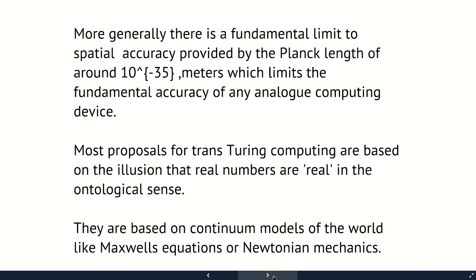More generally, there's a fundamental limit to spatial accuracy. There's an old computer scientist joke about how you encode the British Museum library. Well, you take a meter rule and you look at the first letter of the first book in the library, take its ASCII code, that gives you 8 bits. You divide the meter rule into 256ths and make a cut at the position that's specified by the first ASCII code.